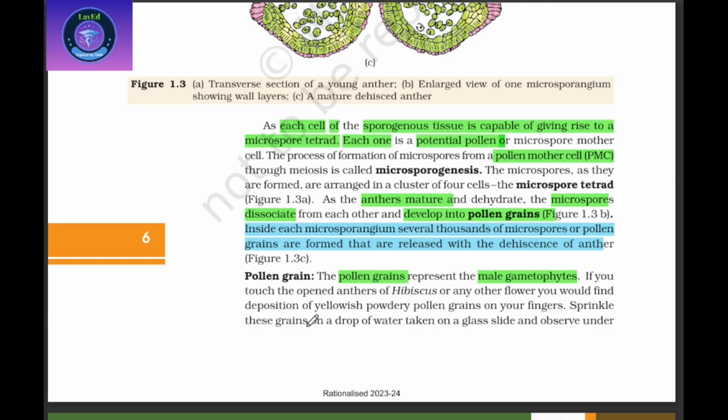Okay. Pollen grain. Next topic is pollen grain. The pollen grains represent the male gametophyte. If you touch the open anthers of hibiscus or any other flower, you'd find deposition of yellowish powdery pollen grains on your fingers. Yeah, you can do it practically.